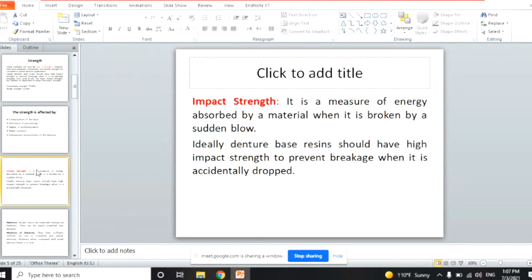About the impact strength, what is the impact strength? It measures the energy absorbed by the material when it is broken by a sudden blow. Ideally, the denture base must have a good impact strength in order to prevent breakage when it accidentally falls down.